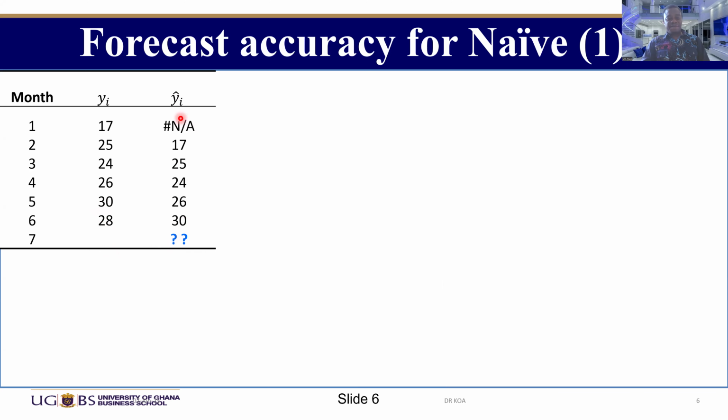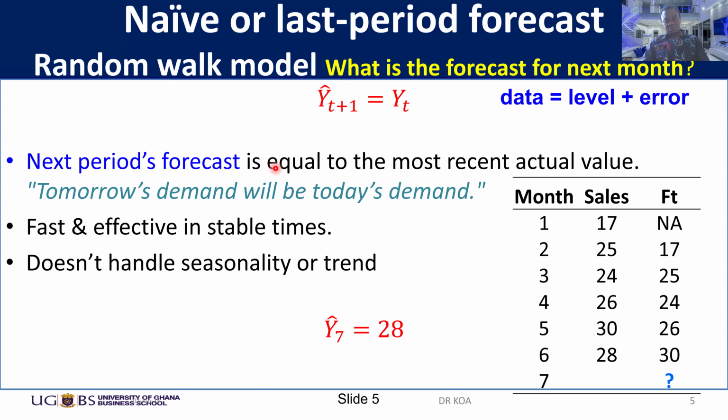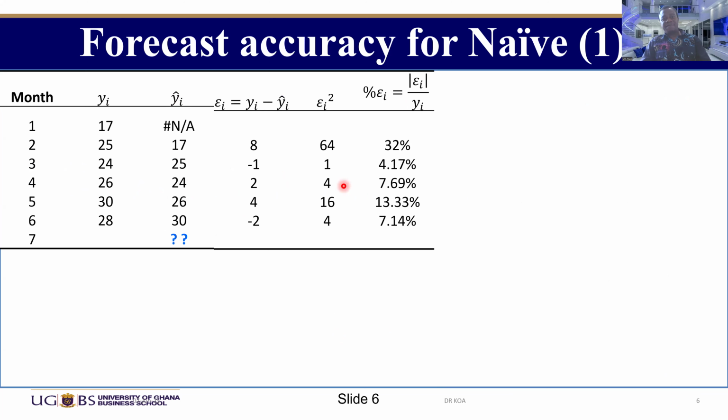Now that you've gotten the forecast for each value, you can find the errors. How do you find the errors? The error is basically the forecast minus the actual. It's just a minus. So 25 minus 17 will give you 8, and 28 minus 30 will give you -2. So these are the errors.